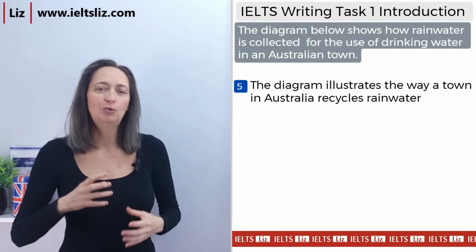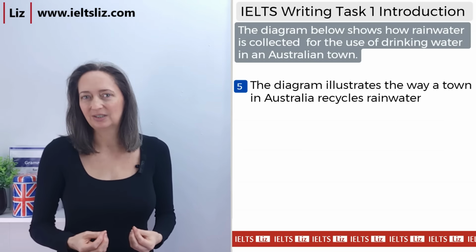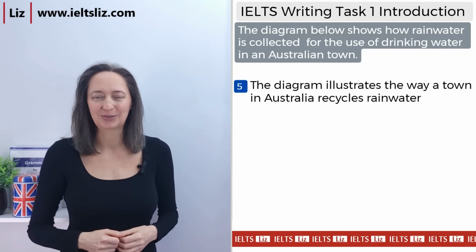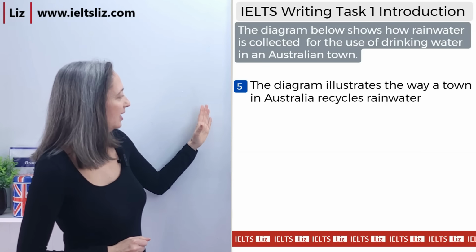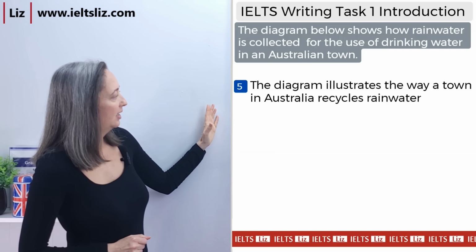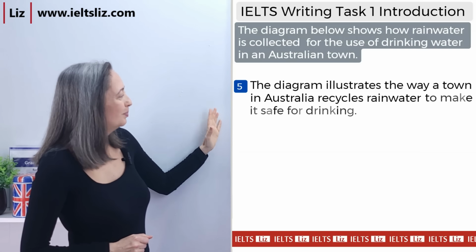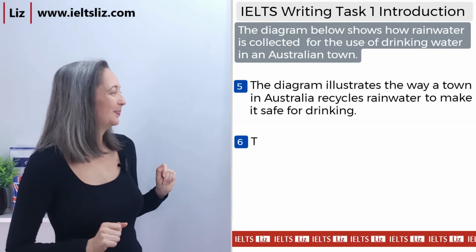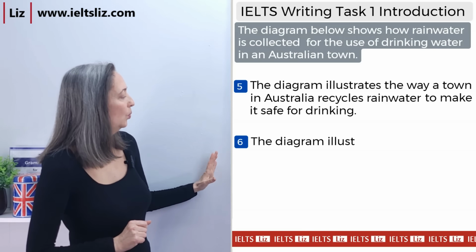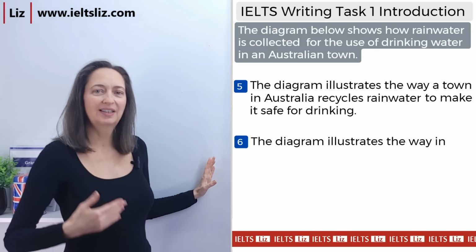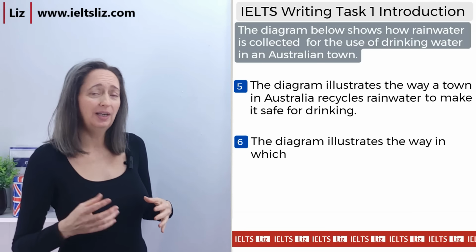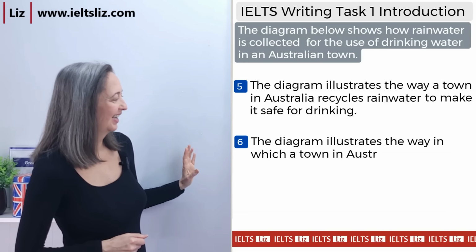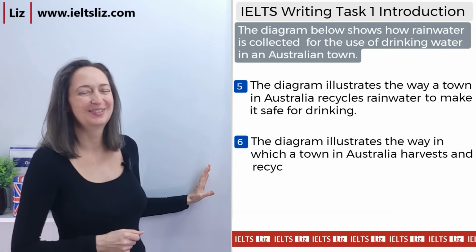And it shows that you really are a very independent user of the English language, which of course is for the higher band scores. So let's continue with that. The way a town in Australia recycles rainwater to make it safe for drinking. We can improve it just a little bit more. The diagram illustrates the way in which. Now that is another option. Instead of just saying the way in which a town in Australia harvests and recycles.